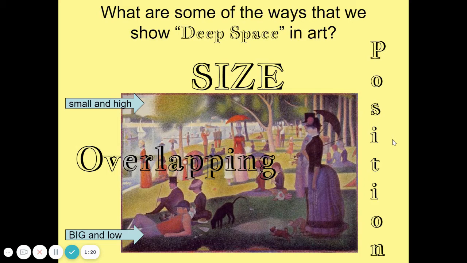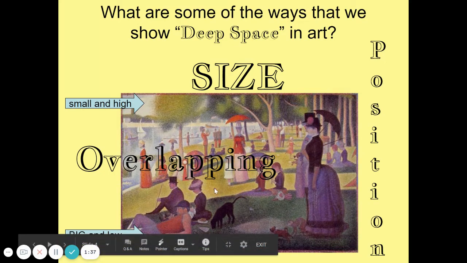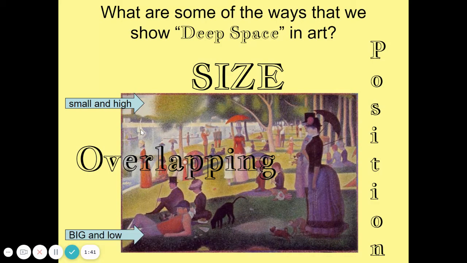Some of the ways that we show deep space are using size. Things that are big are closer to us, and things that are small are farther away. For example, there are some sailboats in the background. We know those are in the background because if you look over here, this man is much bigger than that sailboat. So we know in real life, a sailboat is bigger than a man. So if it looks small on our art, it must be farther away.